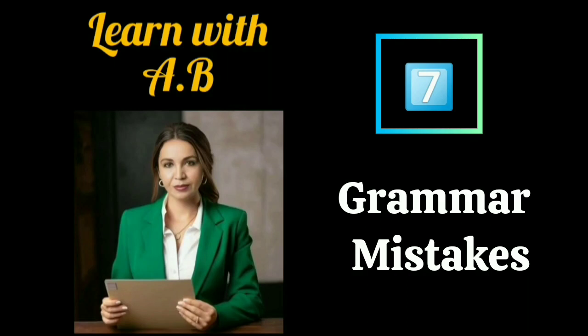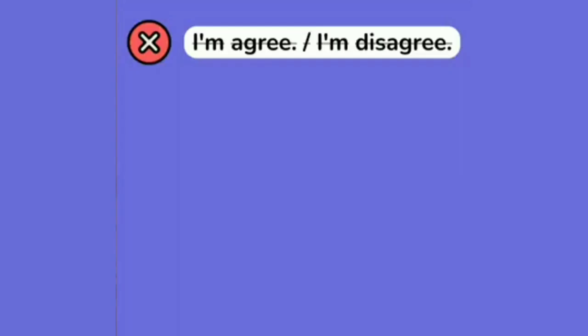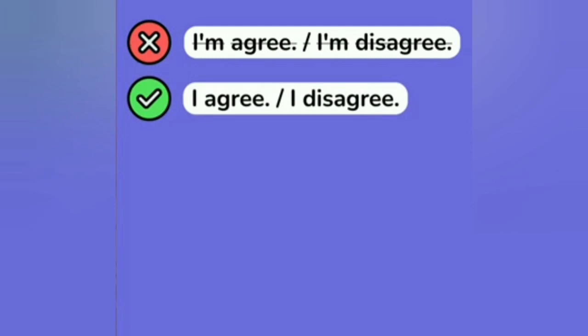Let's get started with a mistake that I hear all the time. "I'm agree" or "I'm disagree." In English, agree and disagree are verbs, so we don't use the verb be before these words. The correct way to say this would be, "I agree" or "I disagree."